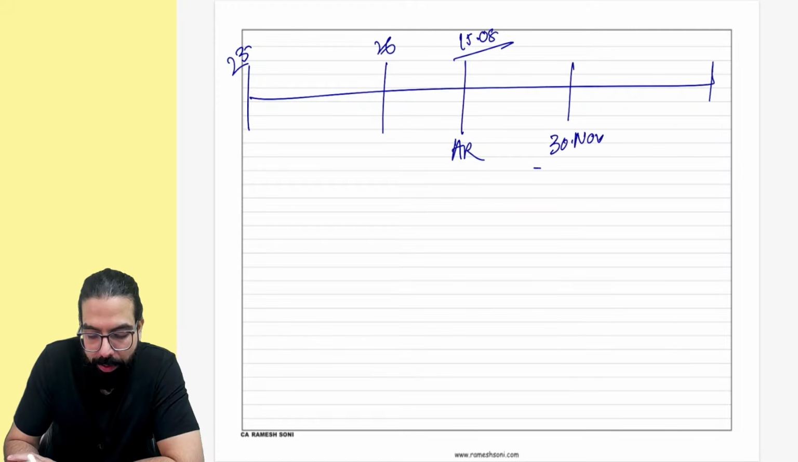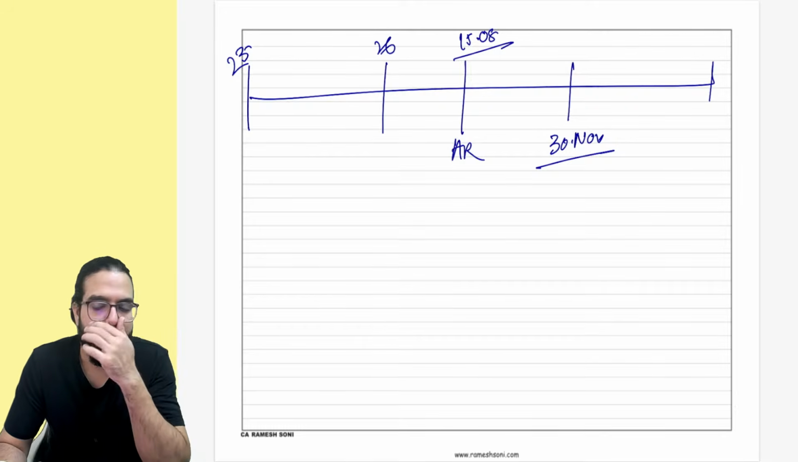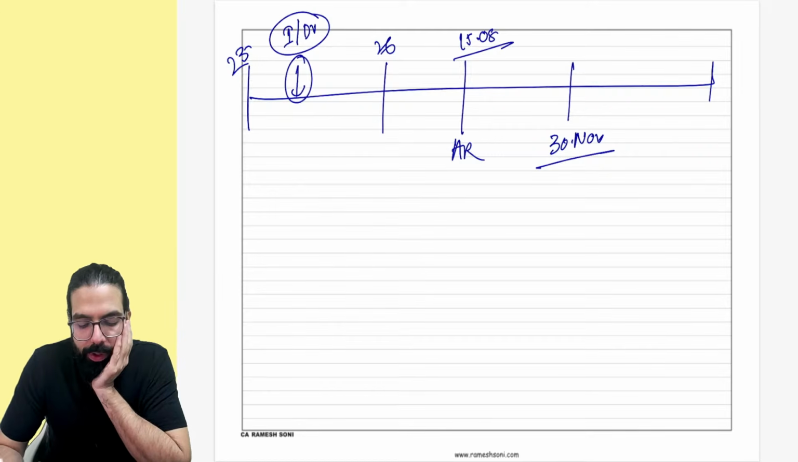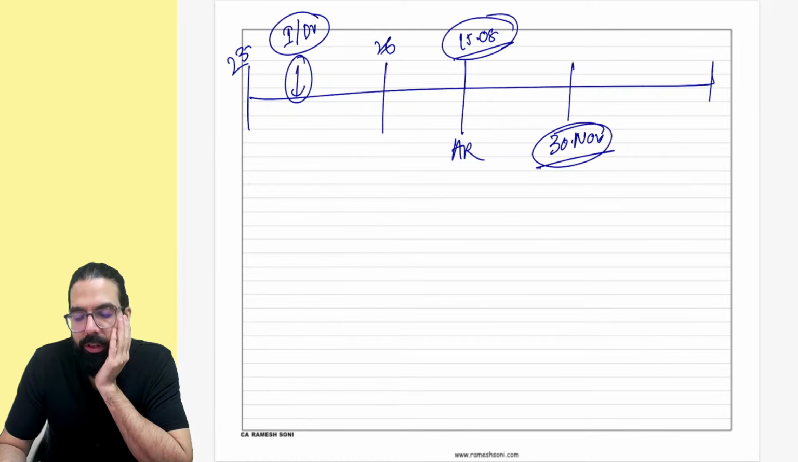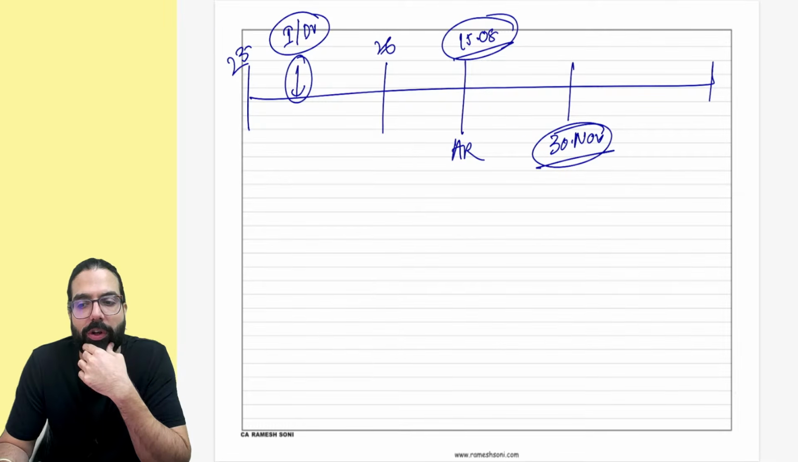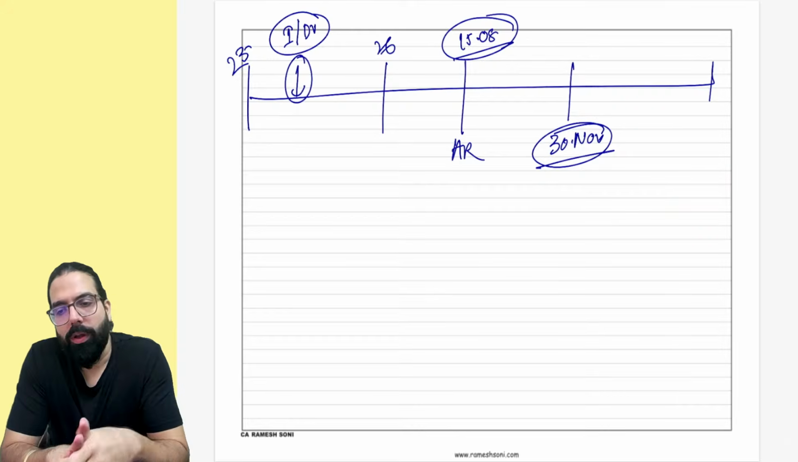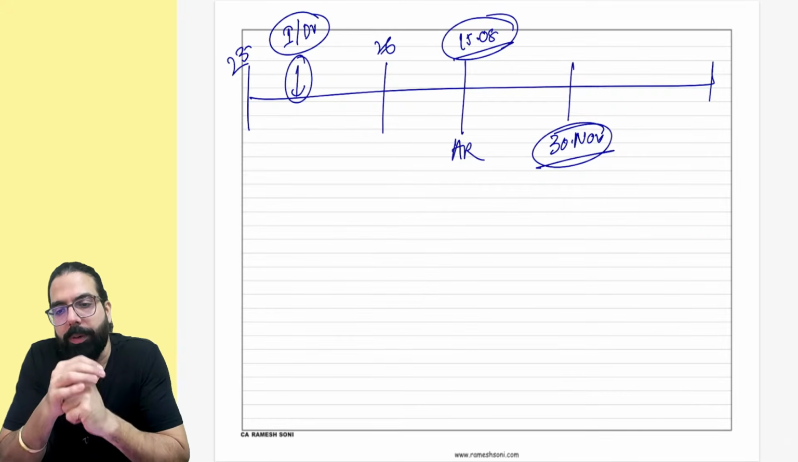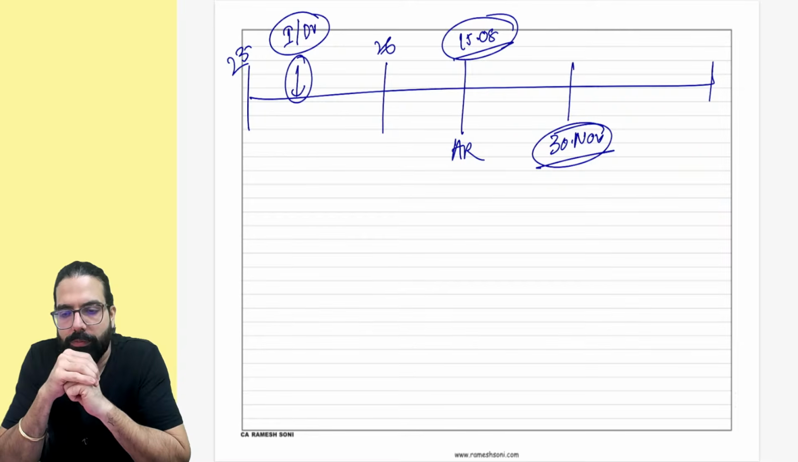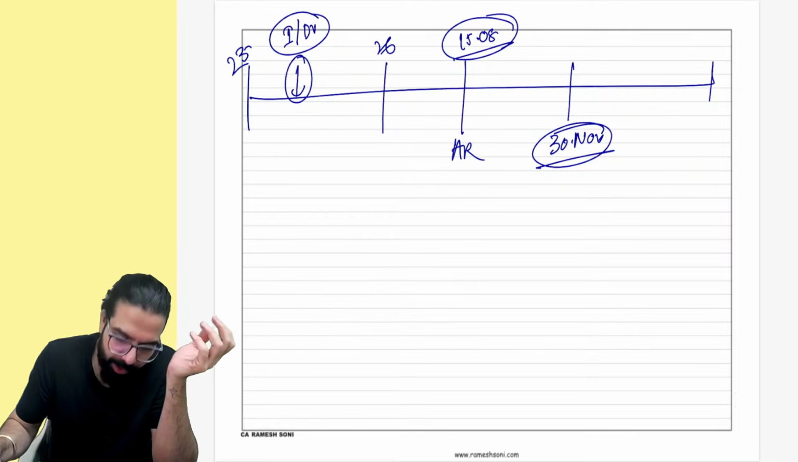30th November. What is the last day I can take the credit, everyone? Any invoice with respect to this year, invoice or debit note, what is the last date to take the credit? 15th August or 30th November? Can you tell me, everyone? Sir, 15th August. Very good, everyone.